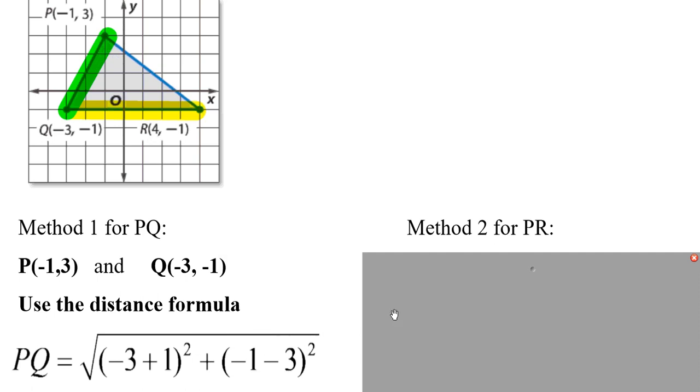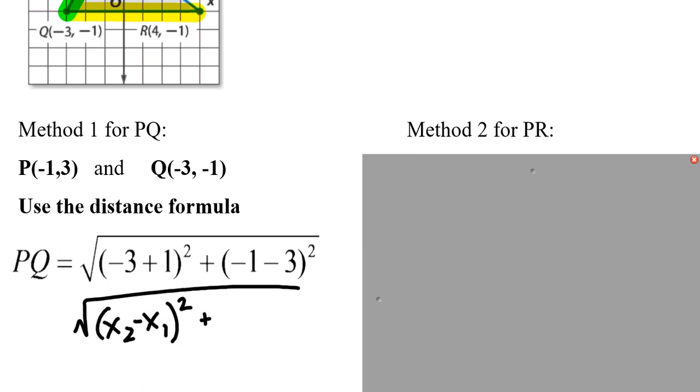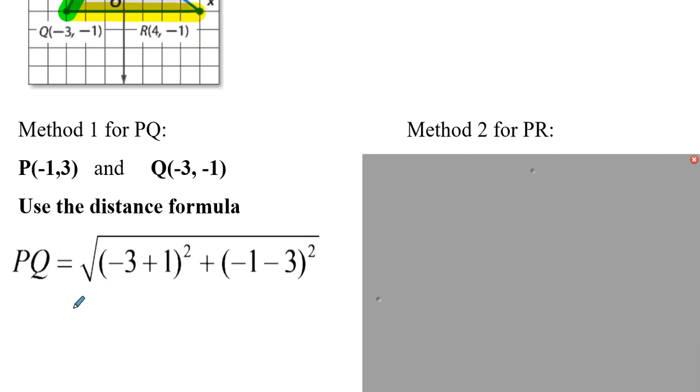P is -1, 3, and Q is -3, 1, and then I use the distance formula. The distance formula is the square root of, I'll write out what it was: x2 minus x1, how far apart are the x's, plus y2 minus y1, how far apart are the y's, and then I square. Then I just run that calculation. So there's the formula, now I run it.